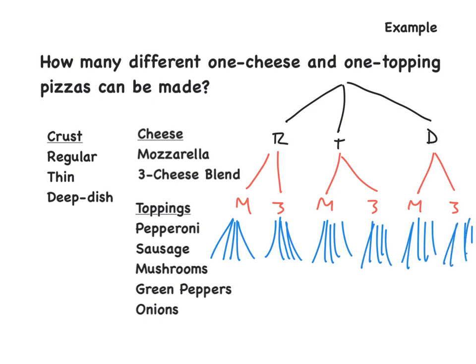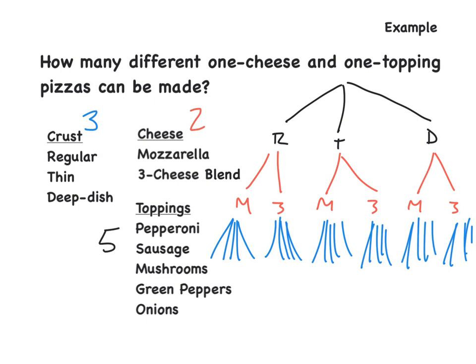Alright, if you do this it takes a while. And it takes a while to start counting through every single one of these little options. Fundamental counting principle says all you have to do, multiply however many there are. So, how many crusts are there? There are 3 different types of crusts. How many different cheeses are there? There are 2 different types of cheeses. How many toppings are there? There are 5 different types of toppings.